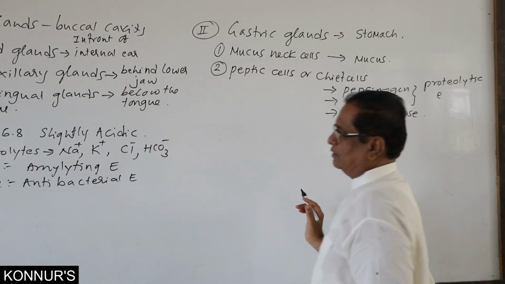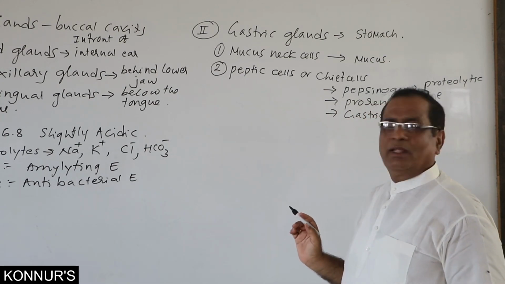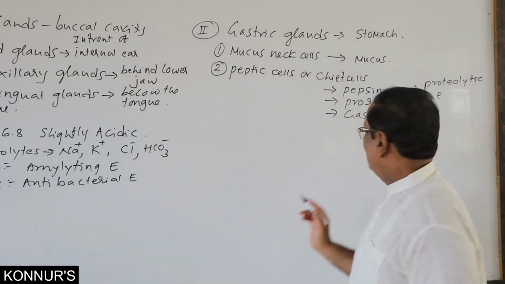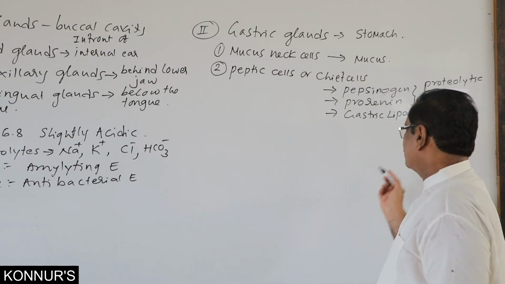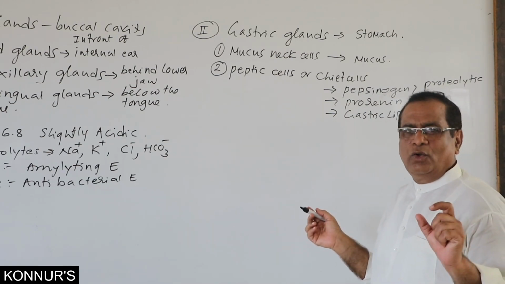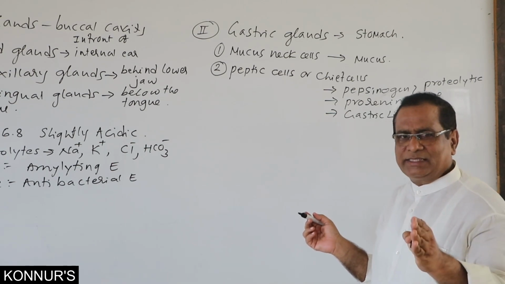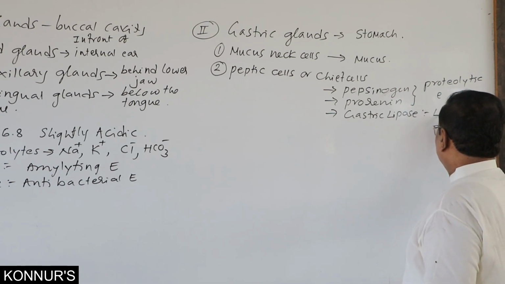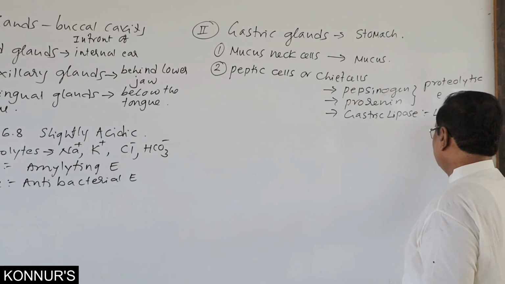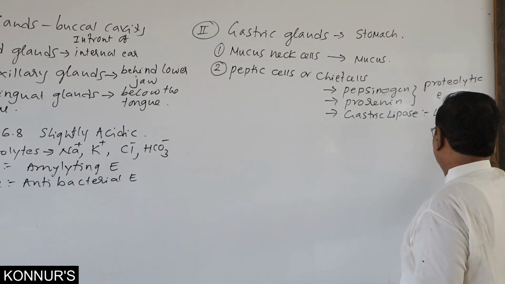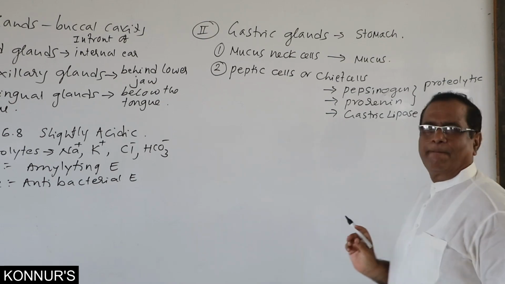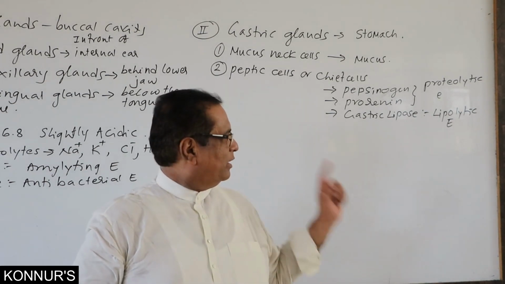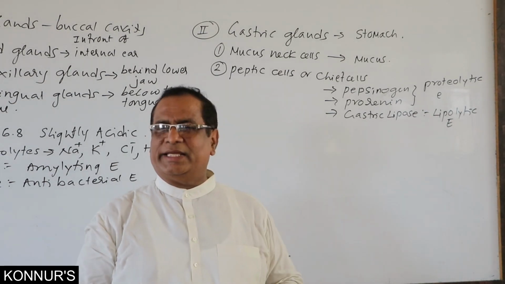Just now I have mentioned amylase is an amylytic enzyme acting upon carbohydrates. In the similar way, pepsinogen and prorenin are proteolytic enzymes. It means they act upon proteins. And gastric lipase, the name itself indicates lipase is a lipolytic enzyme. Lipolytic enzymes means they act upon lipids. Gastric lipase is a lipolytic enzyme.